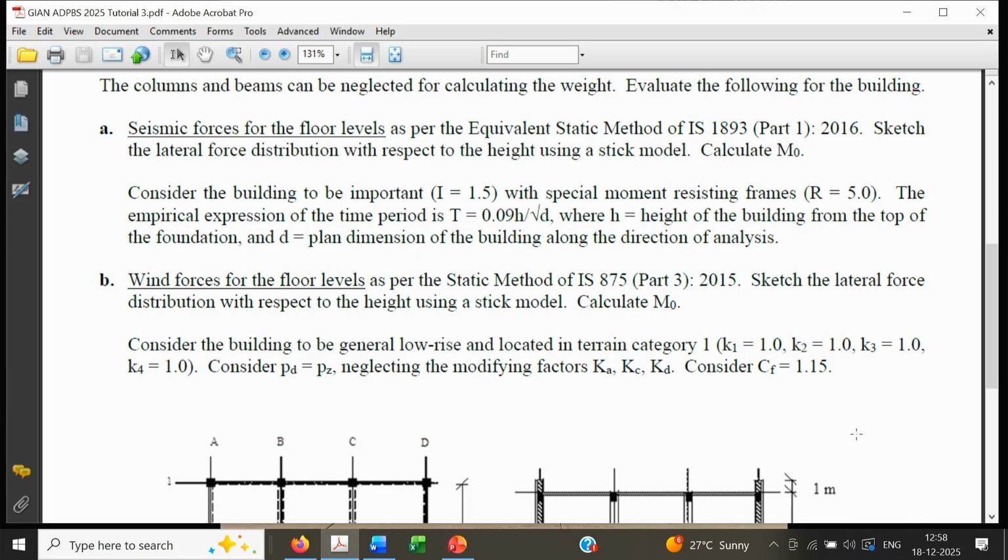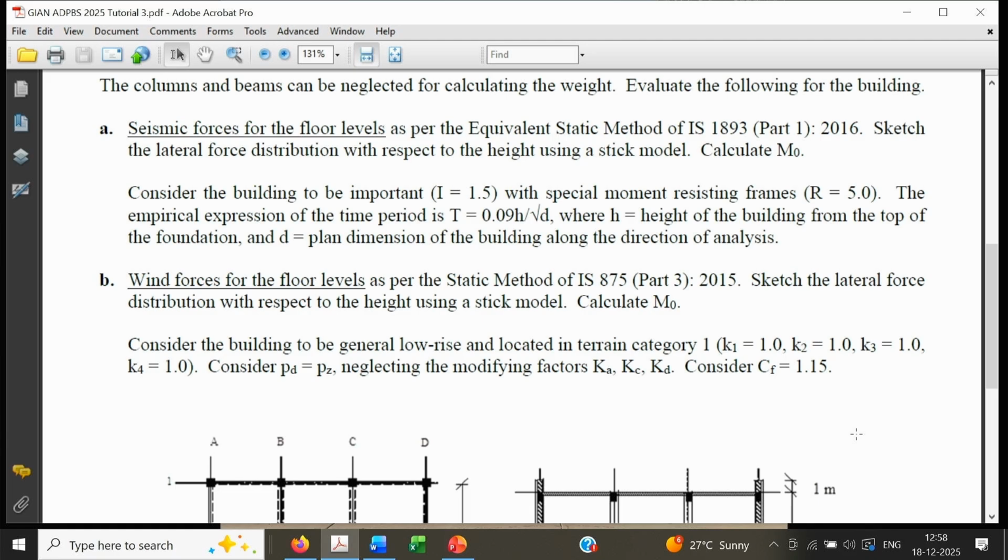Given the time period, and these values of I, R and Z, I should be able to compute VB, the base shear. And then from the base shear, I can compute the forces at the different levels. That's where you just have a table to do your calculations.